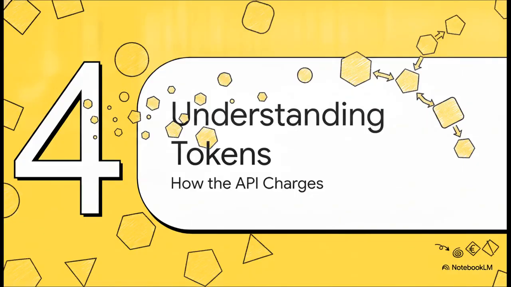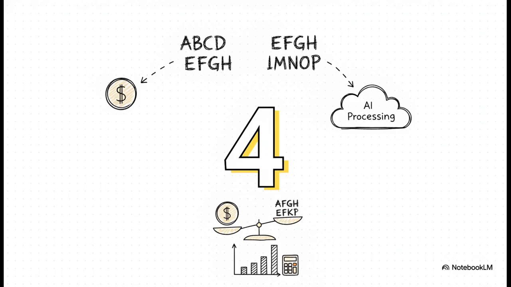Next up, Section 4, Understanding Tokens. Here's the thing. The API doesn't read by words, and it definitely doesn't charge you by words. Instead, it operates on this sort of hidden currency called tokens. As a general rule of thumb, one single token is roughly equal to 4 English characters. And this brilliantly illustrates the billing mechanics.